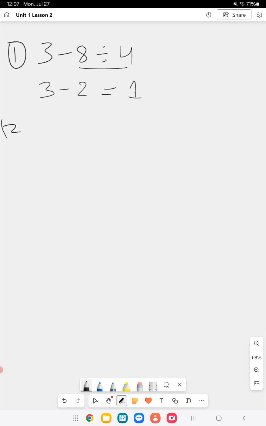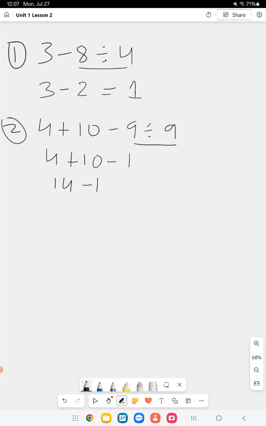For our second question, this is a little trickier, or in this case a bit longer. We got 4 plus 10 minus 9 divided by 9. This one here is a longer one. First we do division, so 9 divided by 9 is 1, so let's rewrite the whole thing with our new answer: 4 plus 10 minus 1. And now we solve this from left to right. 4 plus 10 is 14, and 14 minus 1 is 13. So the answer for this will be 13.